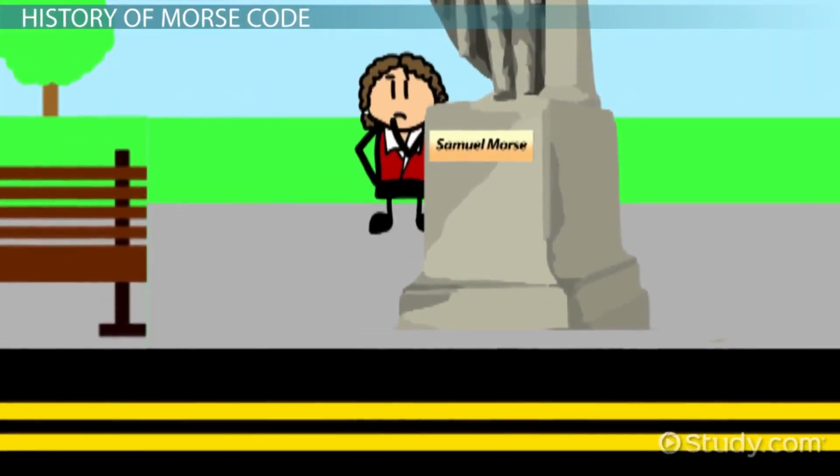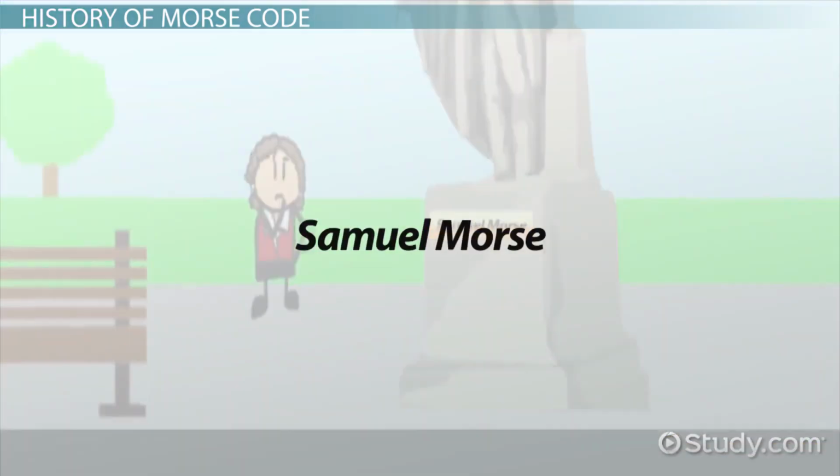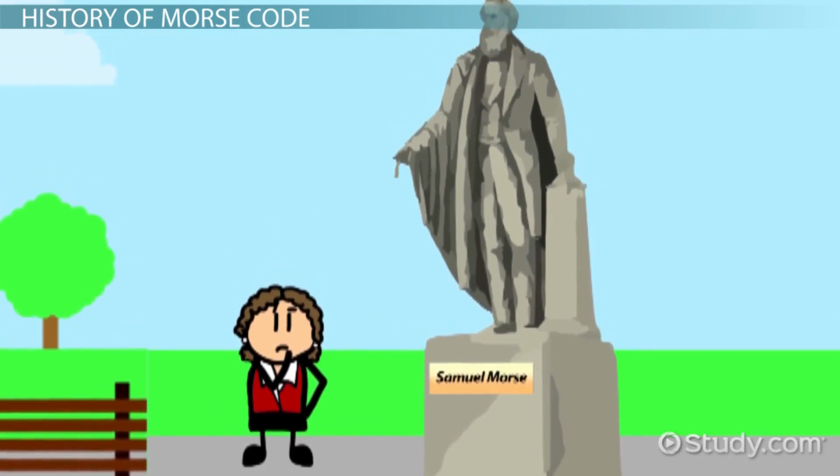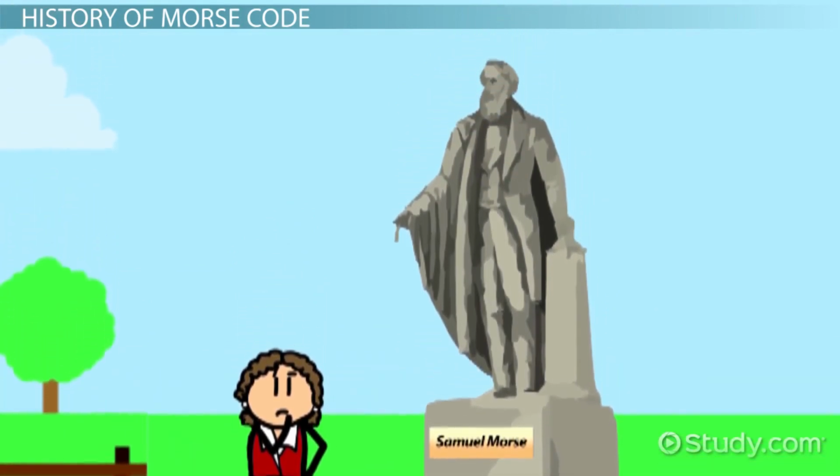Can you guess who created Morse code? His name was Samuel Morse, go figure. And he created the code in the 1830s in response to the invention of the telegraph, which he also created.